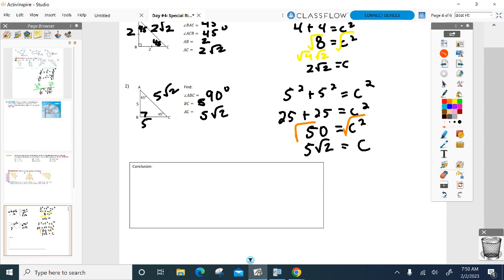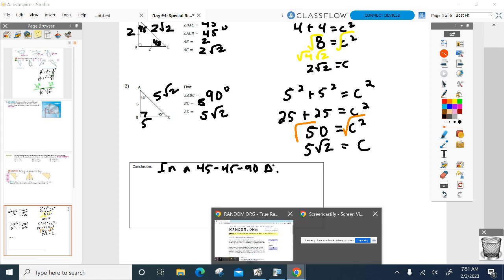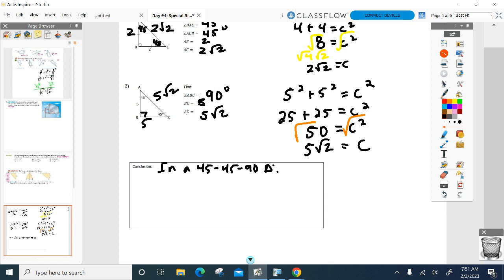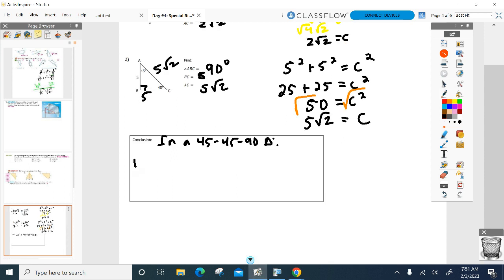All right, so conclusion. In a 45, 45, 90 triangle, the angles have to be 45, 45, 90. First thing I'll ask, what do you notice about the legs of a 45, 45, 90? The legs are always congruent. So there's fact number 1. Legs are congruent.